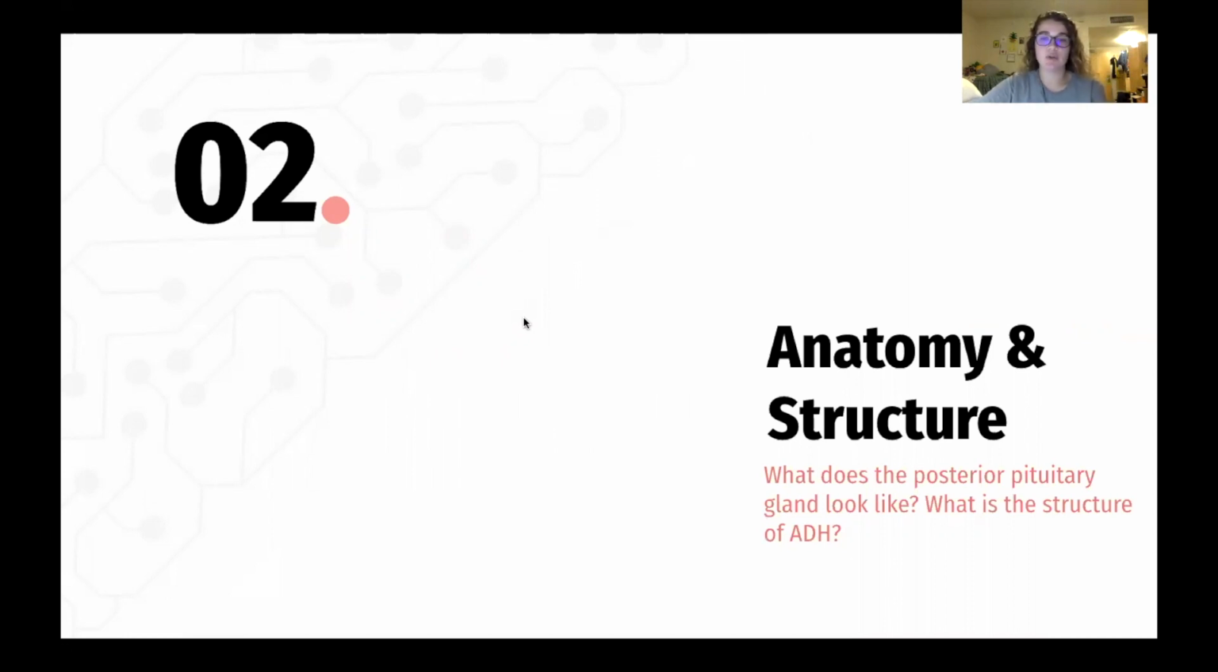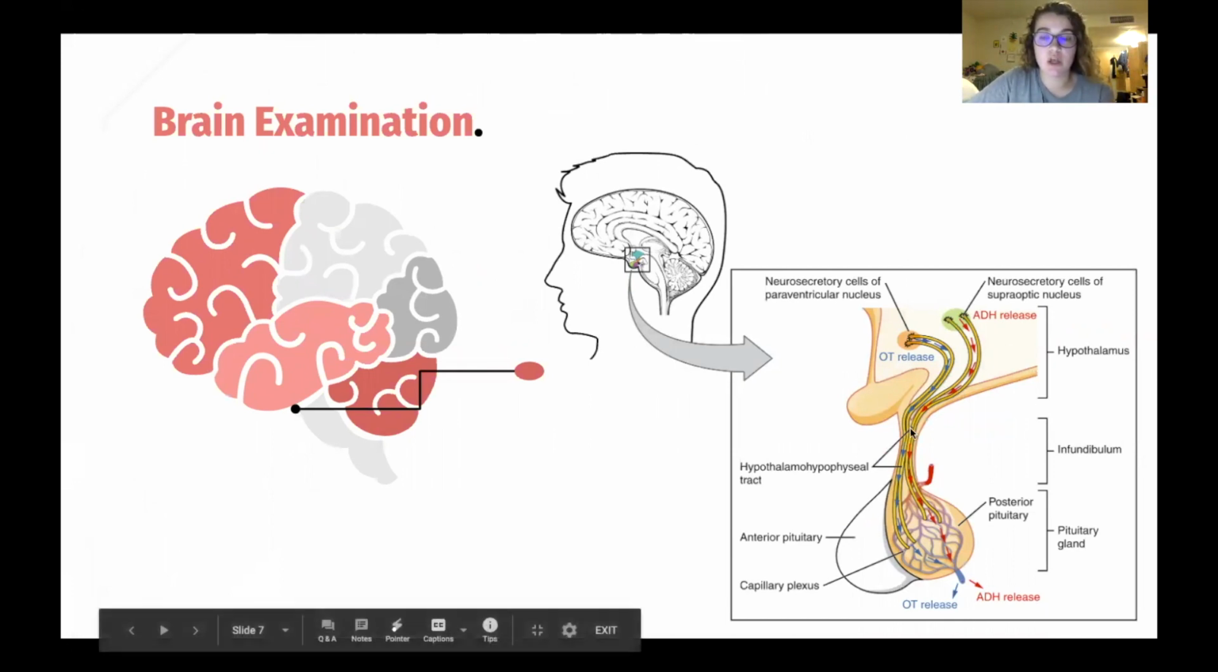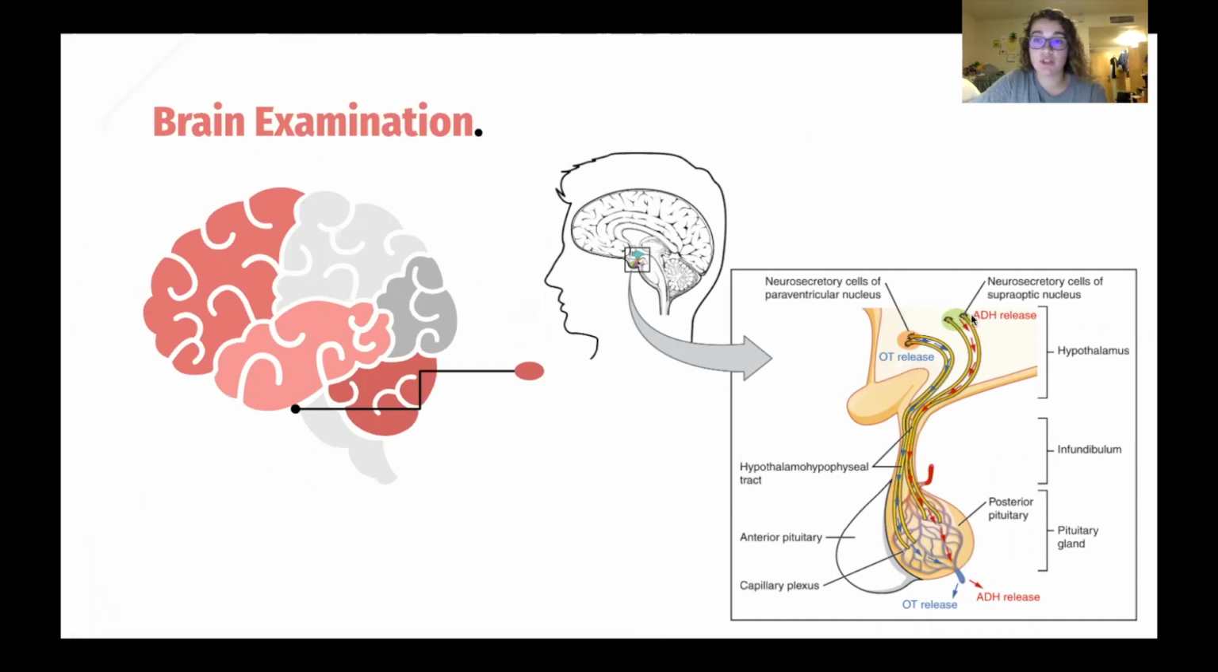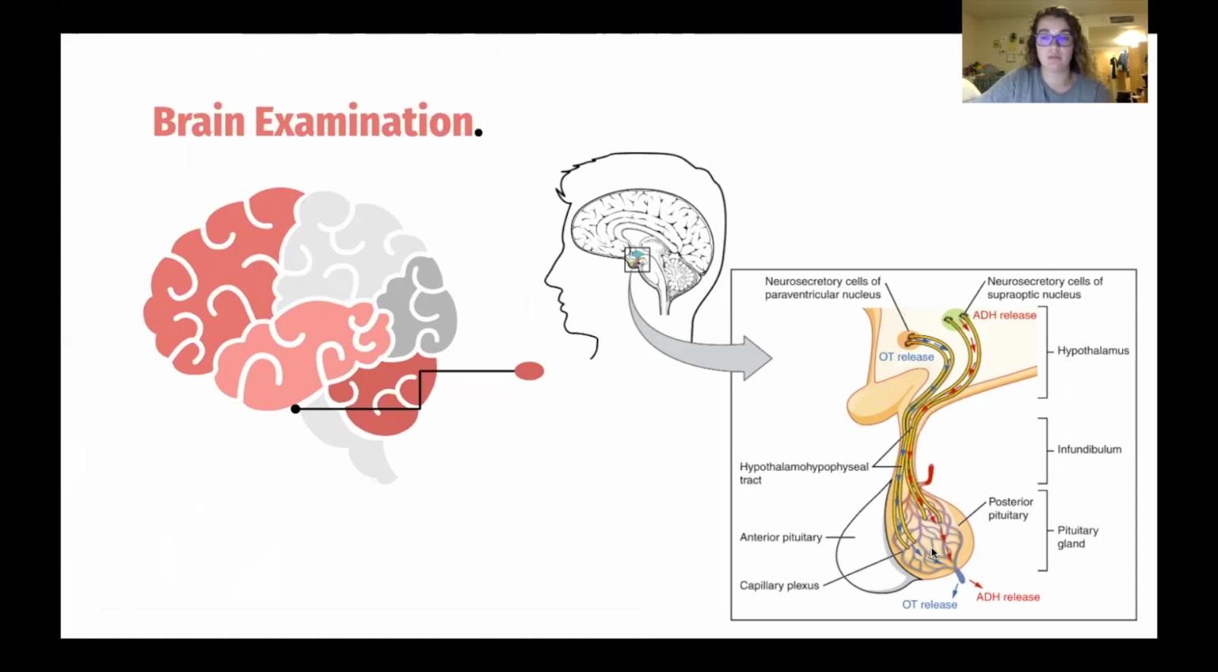So what does the posterior pituitary gland look like? What is the structure of ADH? So here's a gigantic brain examination. First, we're going to look at the hypothalamus, which then is going to give rise to the pituitary gland. For this particular case, ADH starts in the hypothalamus, as you can see up here, from the neurosecretory cells. From there, it gets pushed down through the hypothalamus into the infundibulum, which is the piece that connects the hypothalamus to the pituitary gland. That is going to then go into the posterior pituitary, as you can see here, which is our main focus. The anterior pituitary is right next to it, but for this piece, like I said, ADH comes from the posterior pituitary.